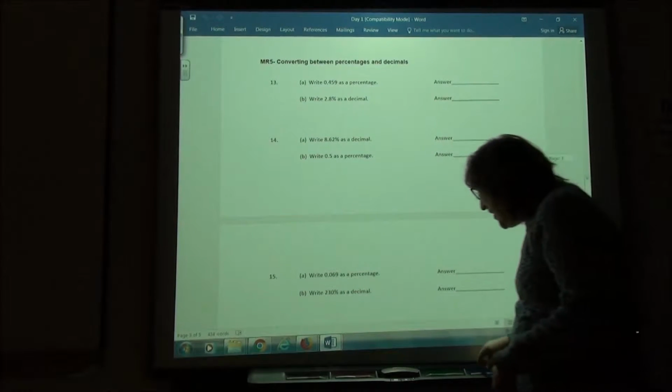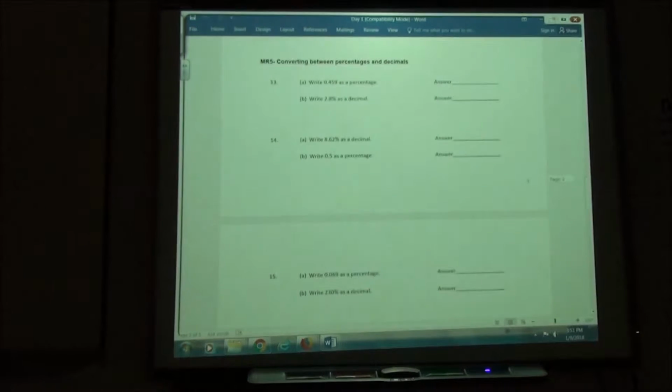Converting between percentages and whole numbers. Percent, the word per means out of. A cent is 100, right? There's 100 pennies in a dollar. So whenever we're working with percentages, we're working with 100.